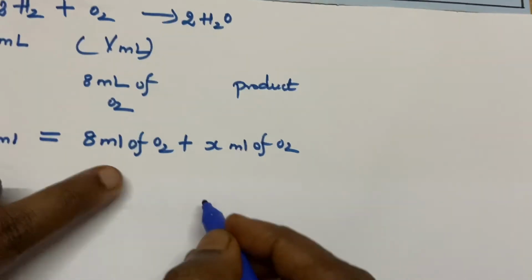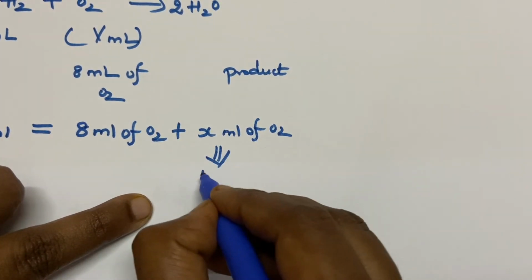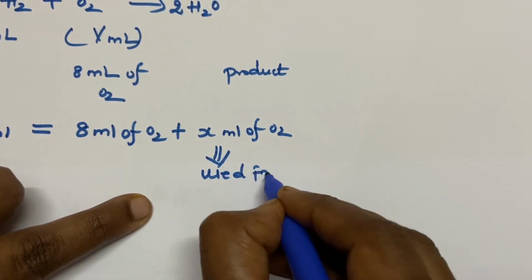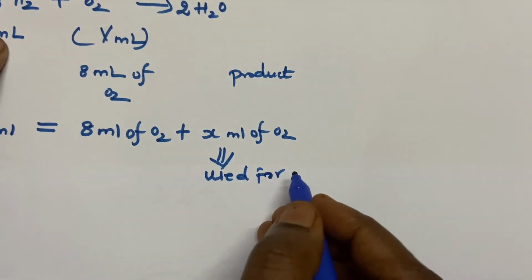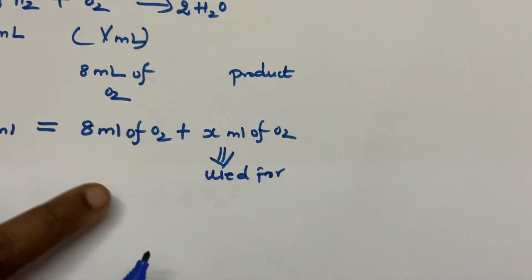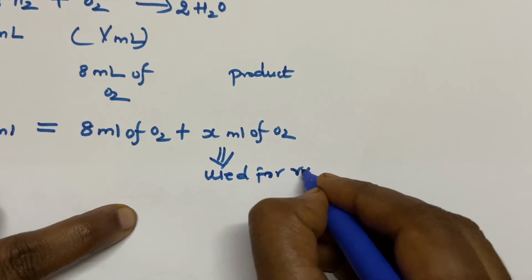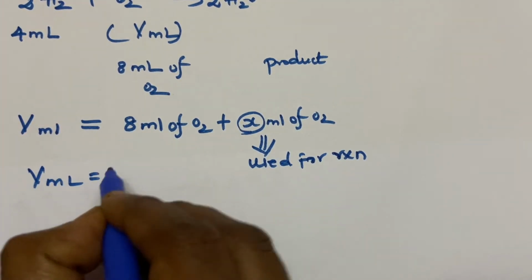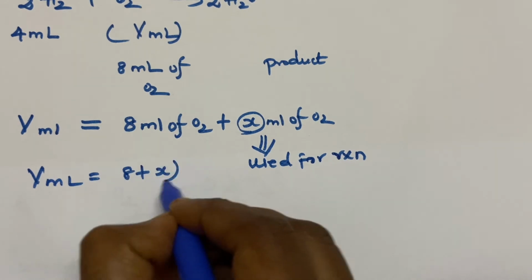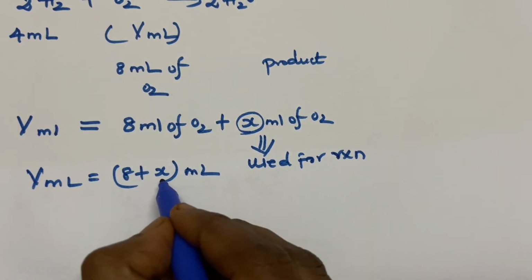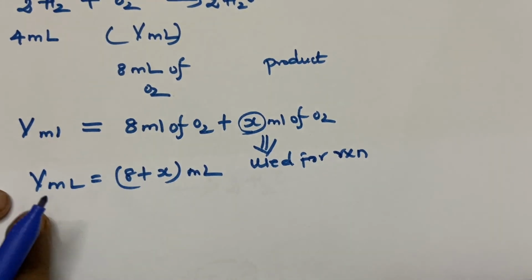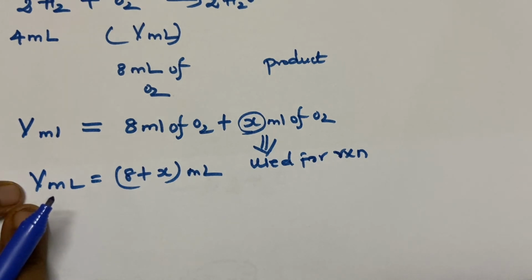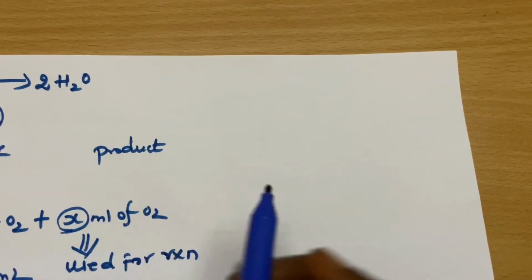What is this x ml of oxygen? That has been used for the reaction, that was reacted with hydrogen to give the product. So used for the reaction. So V ml is equal to 8 plus x ml. If you find out the value of x, you can find out the value of V. Okay, so let's discuss this.